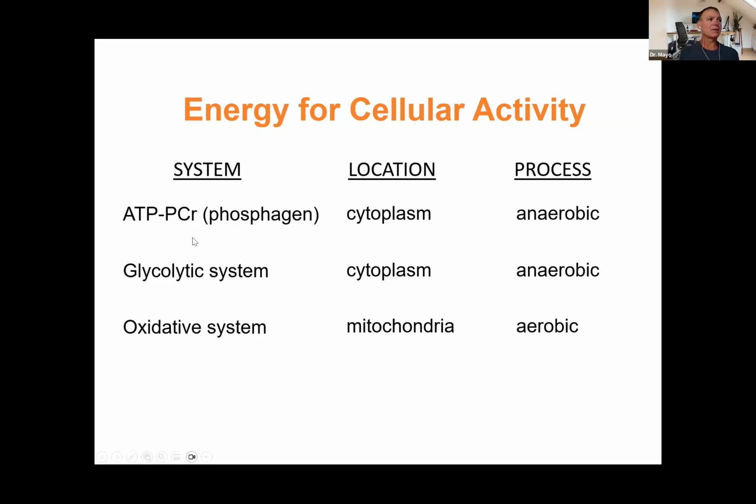And we talked a little bit last time about the cell and the two most important parts, and that's why you see this on the slide. The two most important parts for us of the cell are the cytoplasm, or the soup of the cell, and the mitochondria. That's because the first two systems, the anaerobic systems, occur in the cytoplasm, and then the oxidative or aerobic system occurs in the mitochondria.